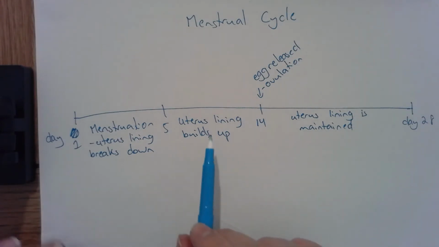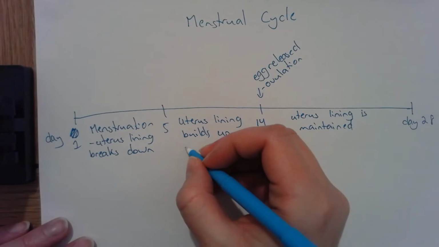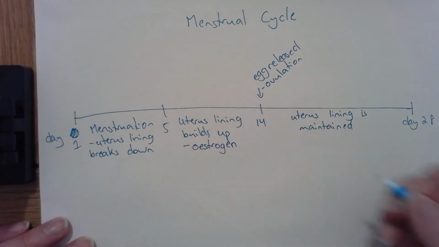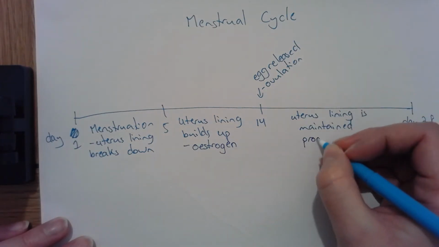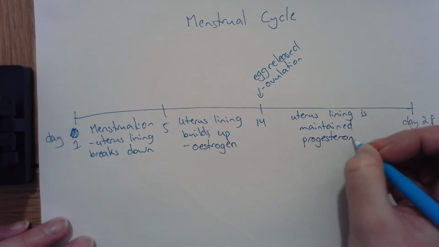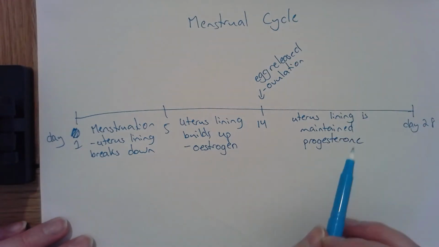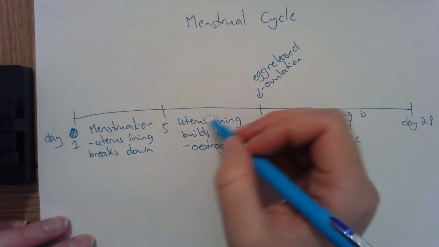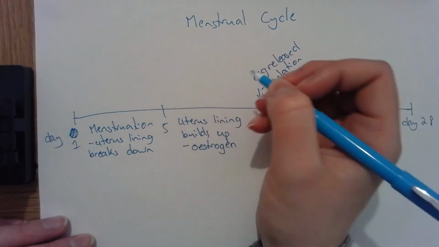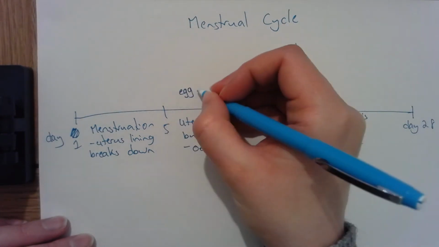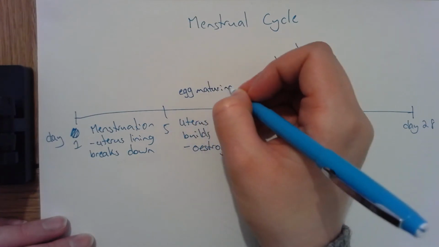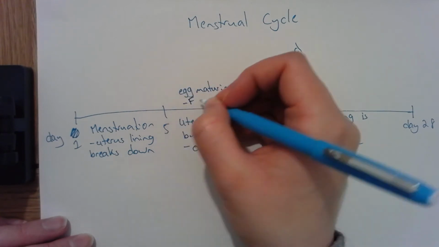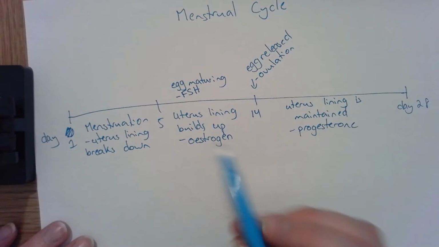So the building up of the lining of the uterus is controlled and promoted by estrogen. Progesterone is the main hormone involved for maintaining the lining. And during this period of building up the lining of the uterus, you also have an egg maturing, which is controlled by a hormone called FSH, which stands for follicle stimulating hormone, and it causes the egg to mature.